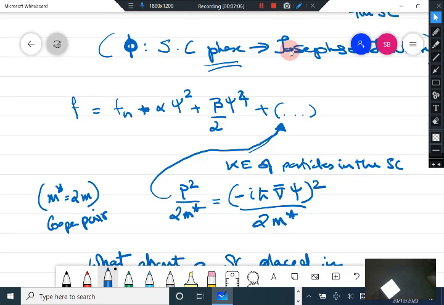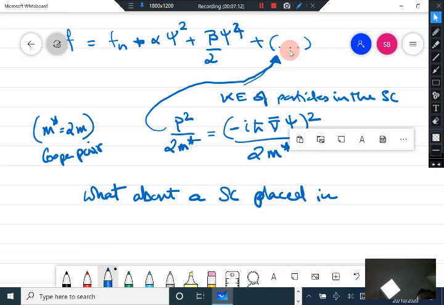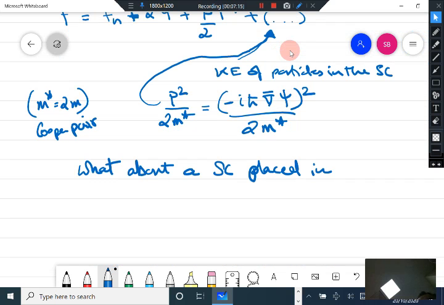They will also contribute to the free energy which is present inside the system.